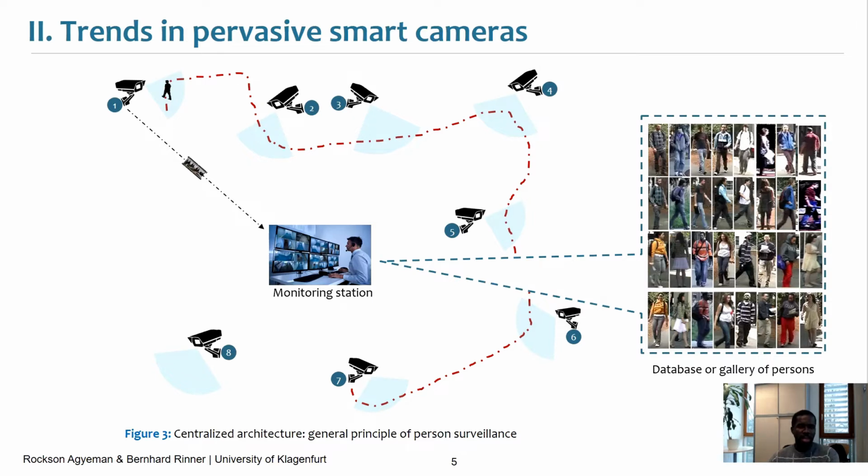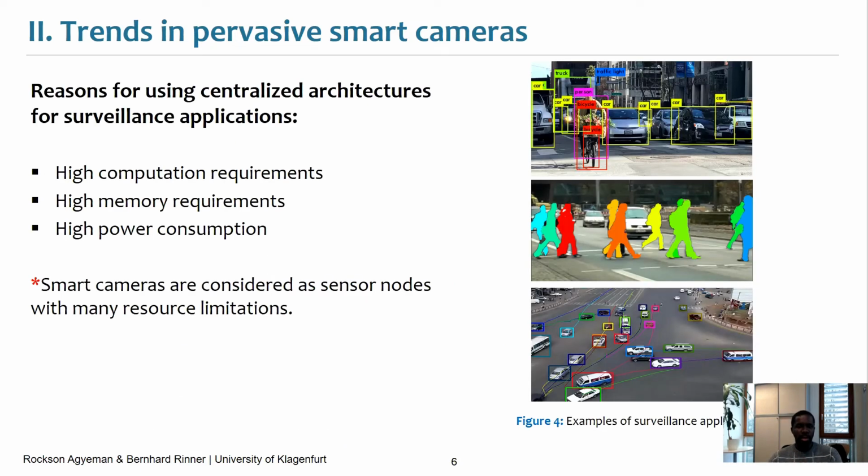A curious question is, why this architecture? Surveillance applications such as object detection, object tracking, and person re-identification are primarily computer vision based artificial intelligence tasks. Therefore, they have very high computational requirements, and they require very large memory and have very high energy consumption footprints. Now, because smart cameras are primarily sensor nodes and have resource constraints, it makes onboard processing of complex surveillance applications very challenging.